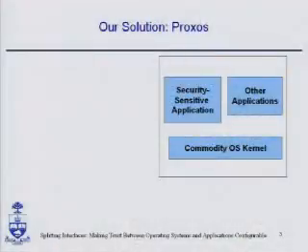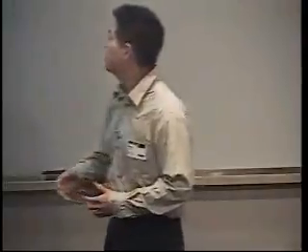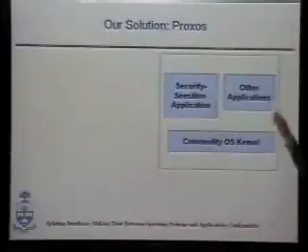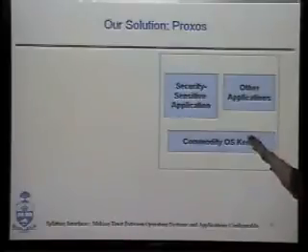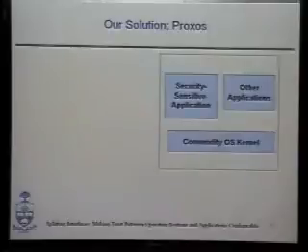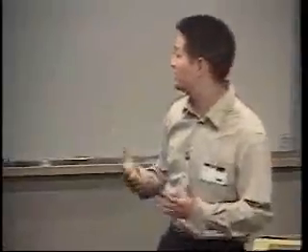Well, our solution is called Proxos, and I'm going to give you a brief overview of how it works here. So here I have a diagram of our commodity OS again. There are other applications that the security-sensitive application might interact with, and there's also an OS kernel that handles access to hardware resources and provides an interface that the application is used to talking to.